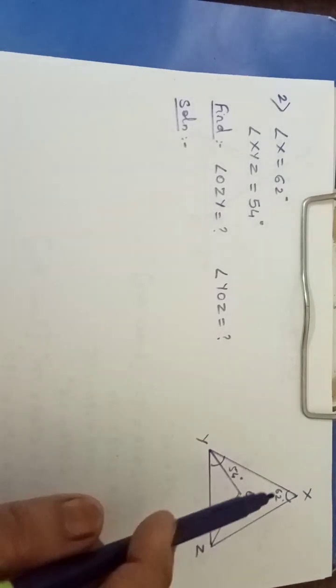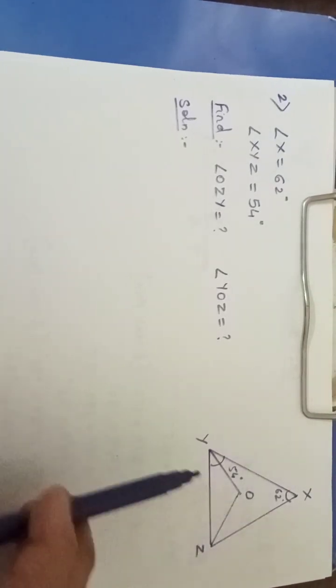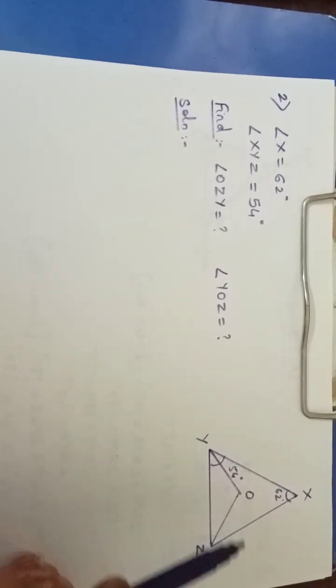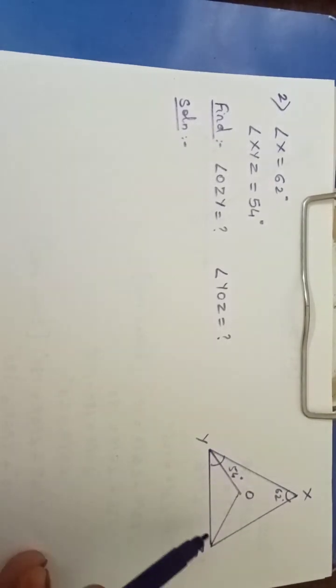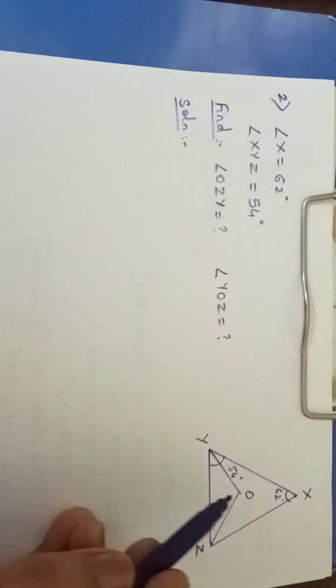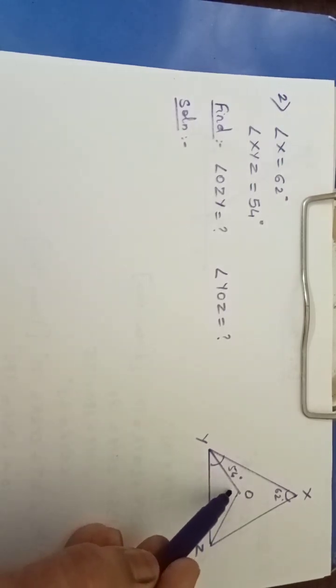In this sum, angle X is given to you as 62 degrees. Angle XYZ is given to you as 54 degrees. You have to find angle OZY, this one, and angle YOZ. So this angle and this angle you have to find out.